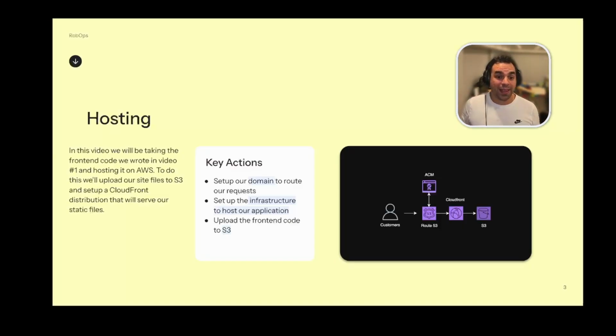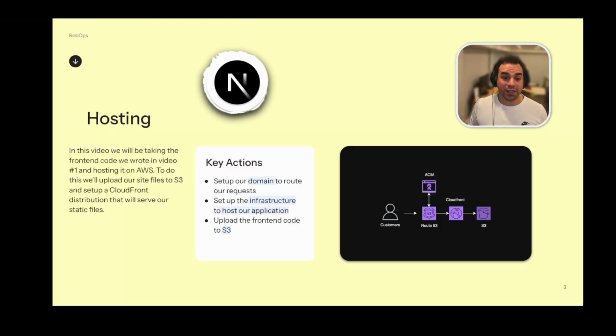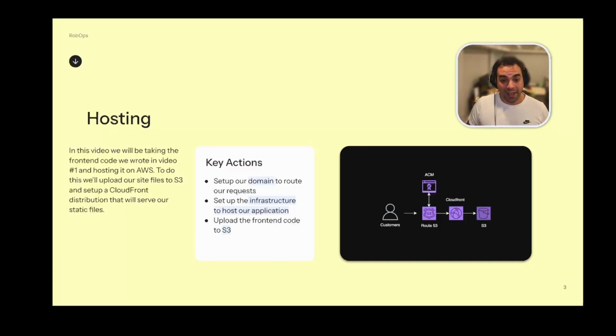So before we jump into the video, we're going to go over what we hope to accomplish. If you're following along in this series, you'll remember that in part 1, we created our own front end using Next.js and Tailwind, and we hosted it locally. We're going to take those files, and instead of hosting them on our local machine, we're going to go through the steps required to host them on the internet.